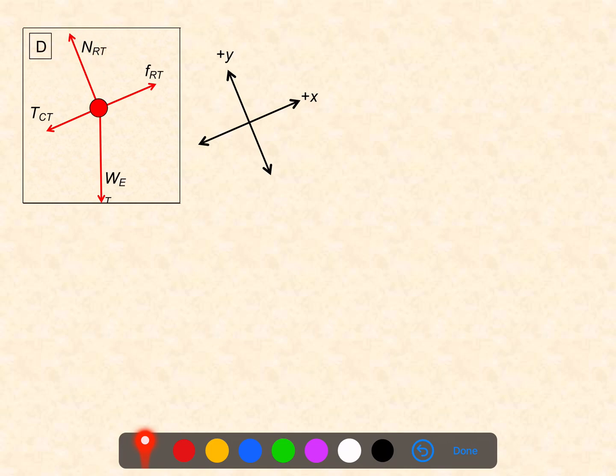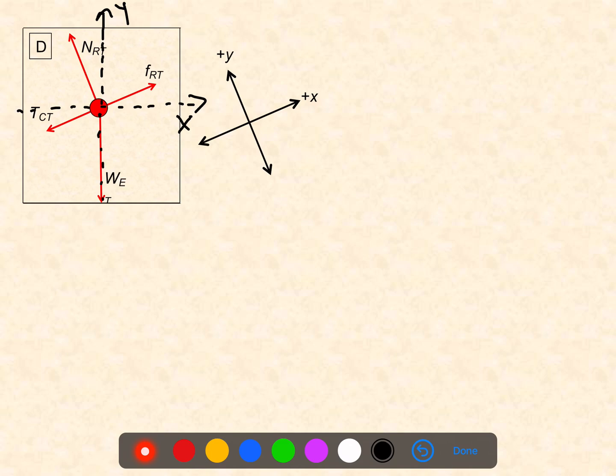If I had chosen instead a traditionally oriented coordinate system where x was horizontal and y was vertical, consider that for a moment. Let's say that I had chosen this coordinate system instead. I'm perfectly free to do that if I would like. There's nothing wrong with doing it this way.